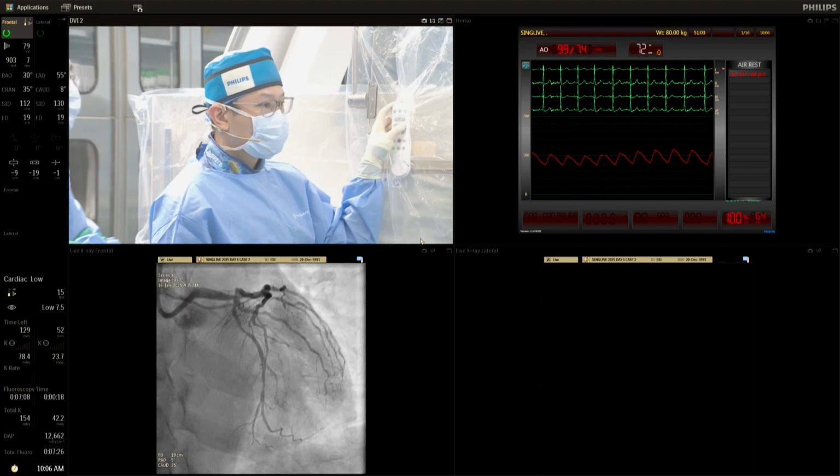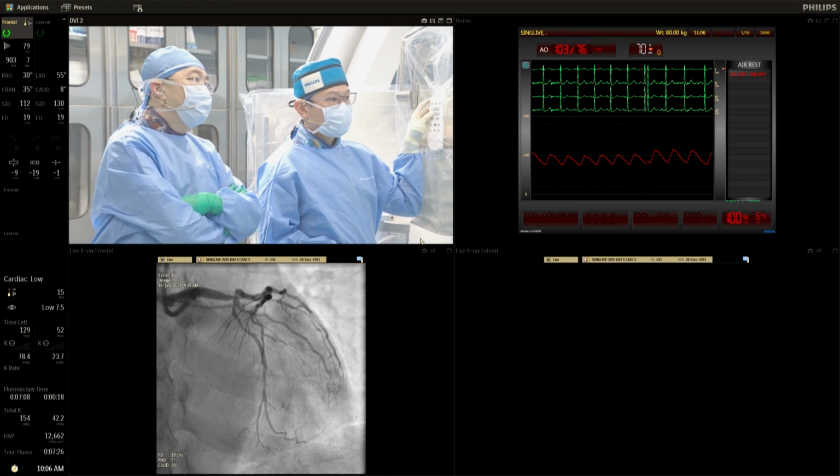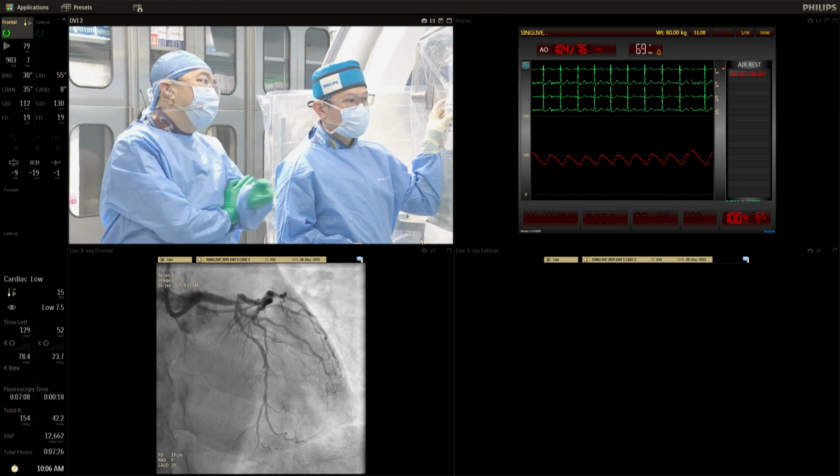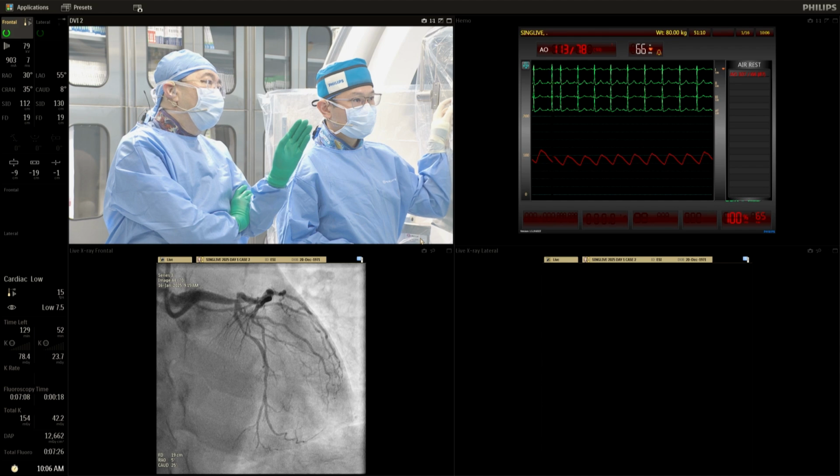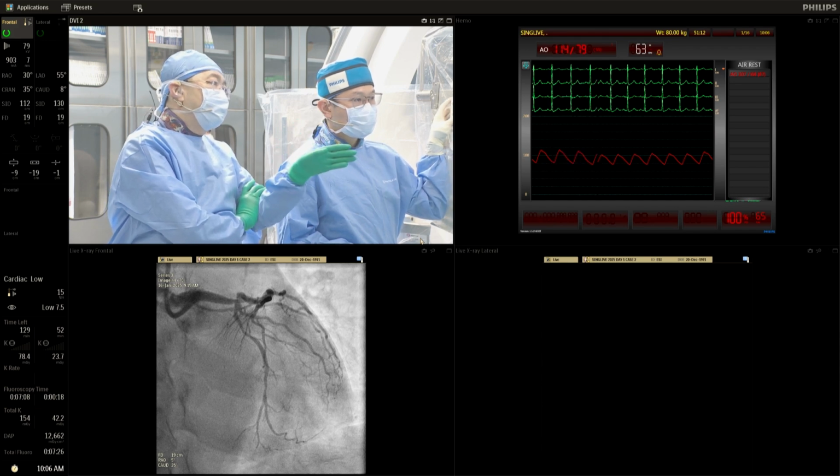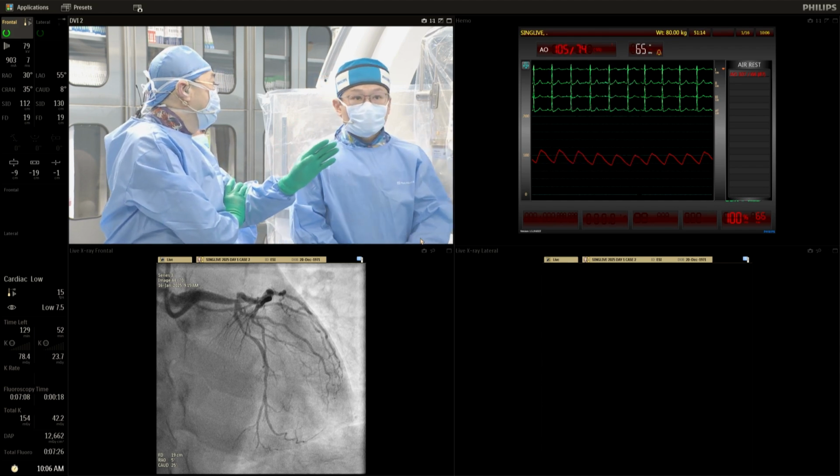Yes, initially when we look at the case, the ostial circumflex doesn't look like there is a disease, but the distal circumflex, there is some moderate disease. So we decide that is a vessel not very big. We decide to medically treat the circumflex.